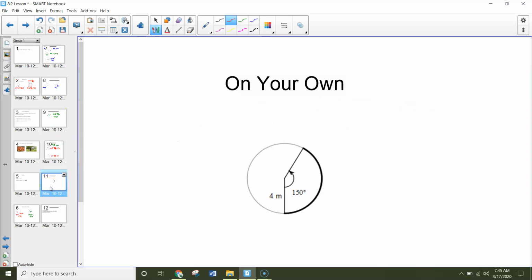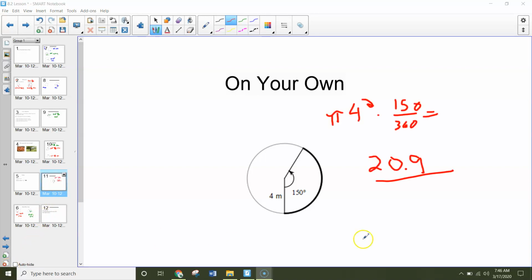Okay, go ahead and try this one completely on your own when you're ready to move on. So pause, and then when you're ready to move on, press play. Okay, and that should give you 20.9.